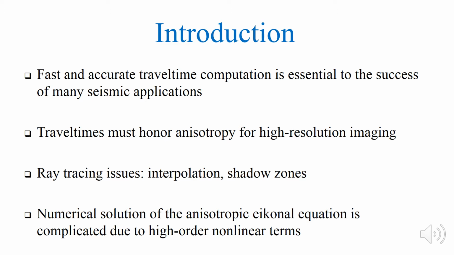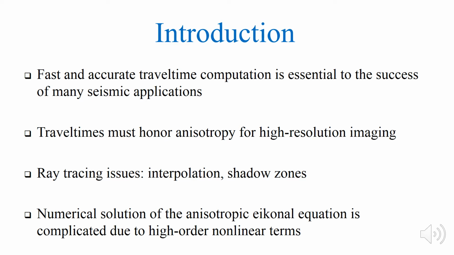There are several algorithms that have been developed over the years to solve the anisotropic eikonal equation, but two popular approaches include ray tracing and numerical solution of the eikonal equation. Now, ray tracing has some issues with regards to the expensive interpolation that it requires for imaging applications, and often it has the problem of shadow zones where rays may diverge from one another, leading to empty areas with no travel time values. Therefore, a lot of attention has been paid over the years to solving the eikonal equation numerically.